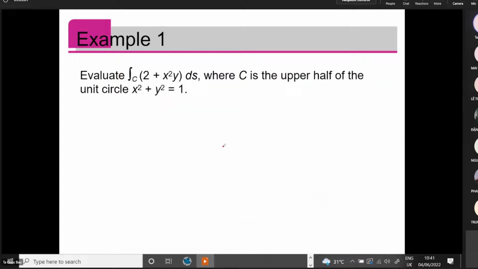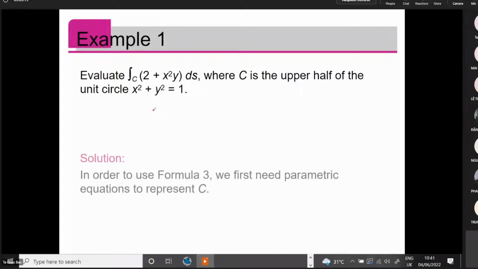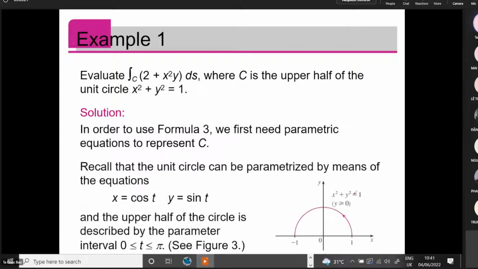Specific. Okay, now we go to example 1. In example 1, now we need to calculate this integration of this function on the curve C, and in here C is the upper half of the unit circle. Okay, unit circle. So here, like this.